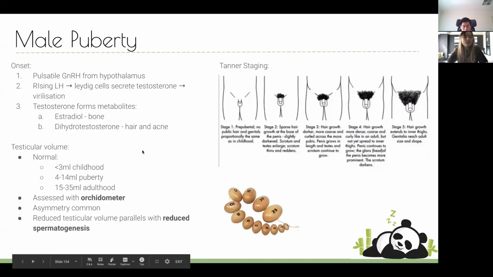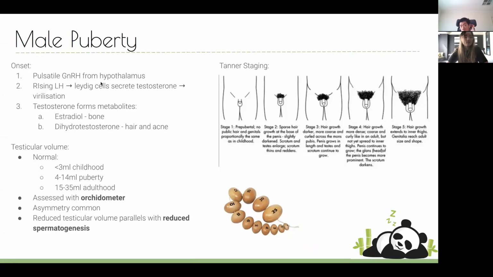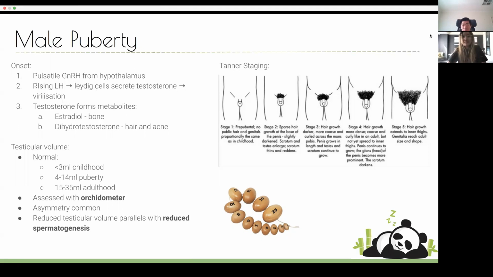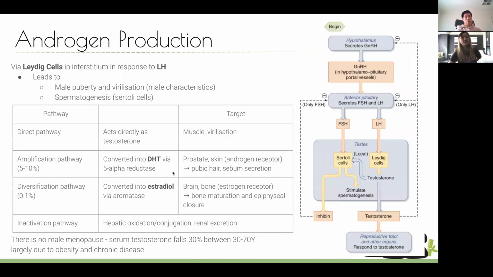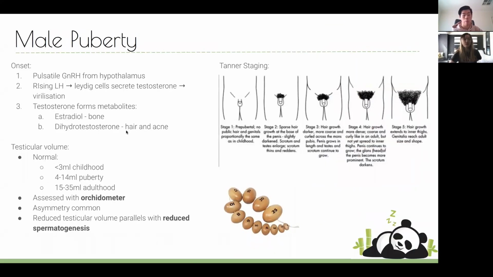Male puberty, so the onset is triggered by pulsatile GnRH released from the hypothalamus, which causes a rising LH, causing the Leydig cells to secrete more testosterone. And then testosterone forms metabolites, like I said before, by estrogen or DHT, dihydrotestosterone, to work on the bone or the hair and acne.